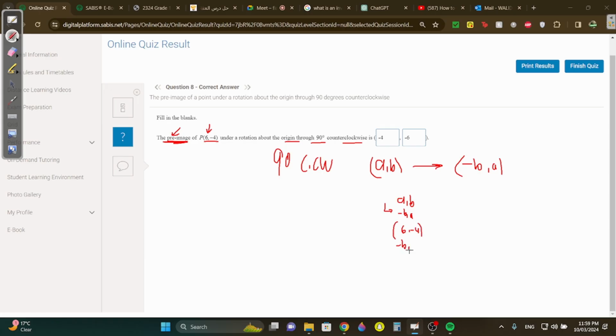If this is minus B comma A, can you figure out what A comma B is? Of course you can. A is negative 4, and B is... wait, why is it negative 6? Yeah, negative 6, because it's flipped, right? So A is negative 4, and negative B is 6, so B is negative 6.